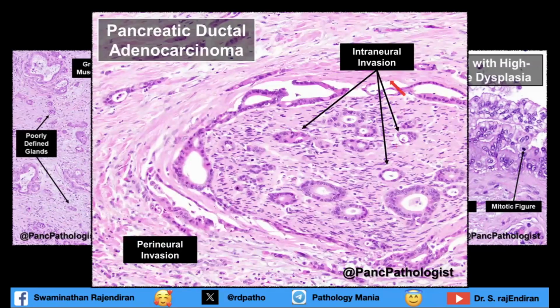And we talk about perineural. This is a beautiful example of perineural and intraneural invasion. And in the exam, there is one more mnemonic. Perineural invasion is seen in 3 P's: parotid, pancreas, and prostate. Please remember, parotid, pancreas, and prostate. Adenocarcinomas can have perineural invasion.